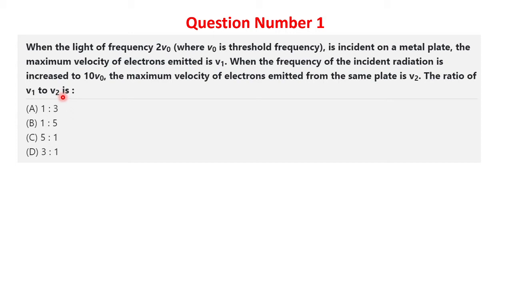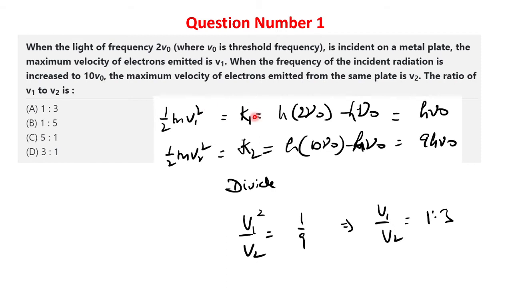So we know the relation for kinetic energy, that is equal to h into frequency minus work function, which is h nu naught. So when frequency was 2 nu naught, kinetic energy was half mv1 square. So it turns out to be h nu naught. If frequency is raised to 10 times nu naught, then kinetic energy, let us say, becomes half mv2 square. So on subtracting h nu naught from 10 h nu naught, you get 9 h nu naught.